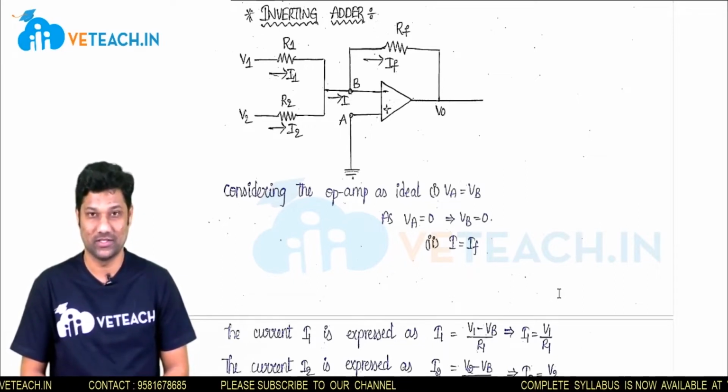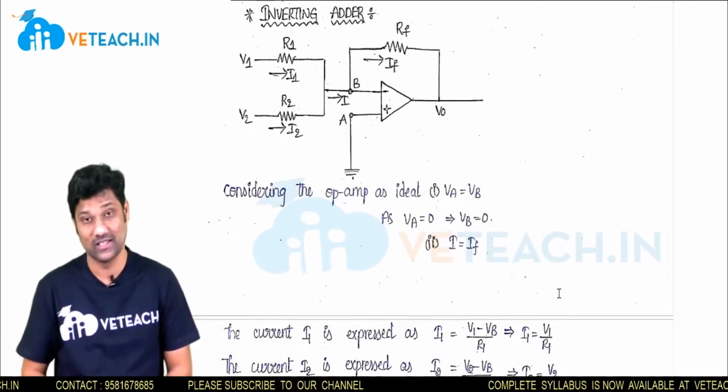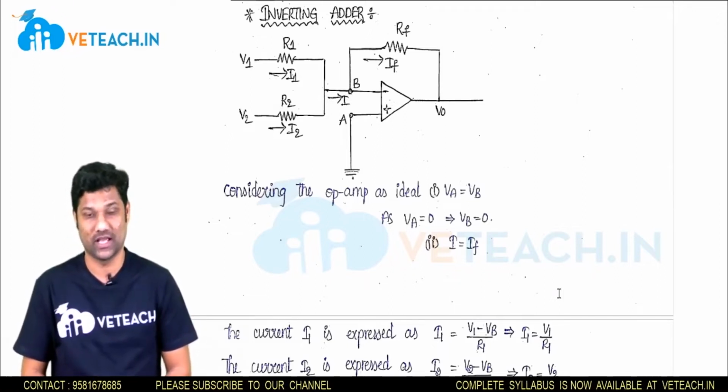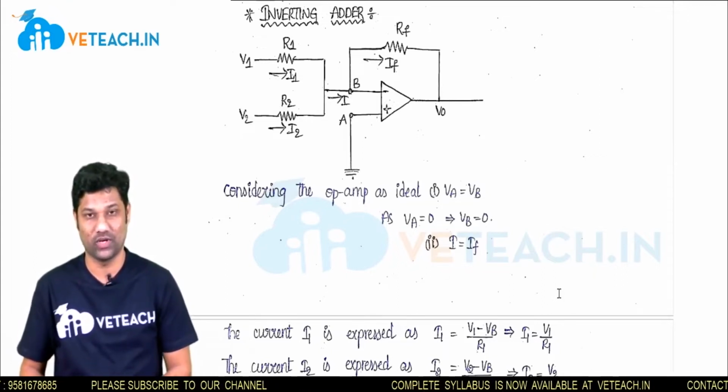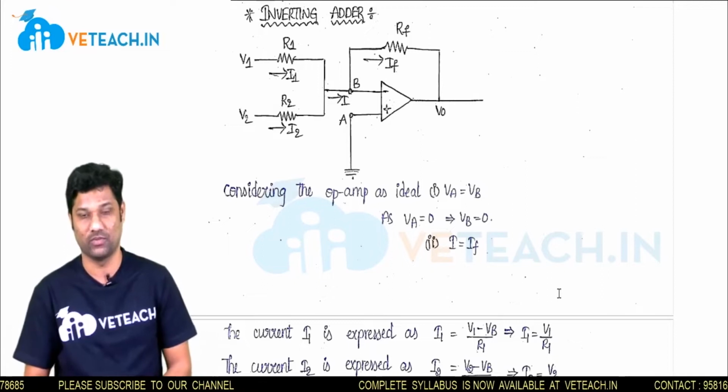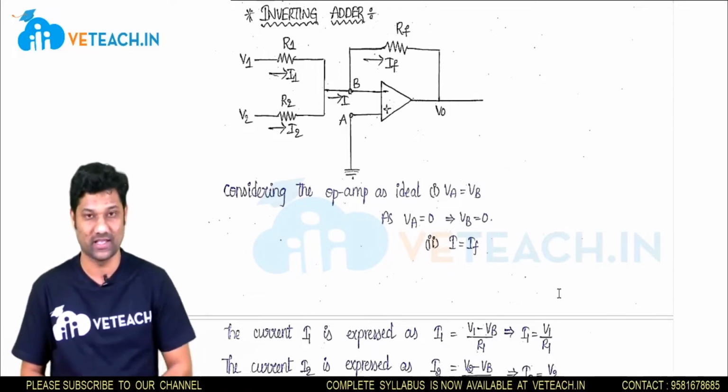So what is an adder? The circuit which adds the given input signals, either we give 2 inputs or 3 inputs or 4 inputs. If the output voltage is proportional to the addition of the given inputs, we can say that the circuit acts as an adder.